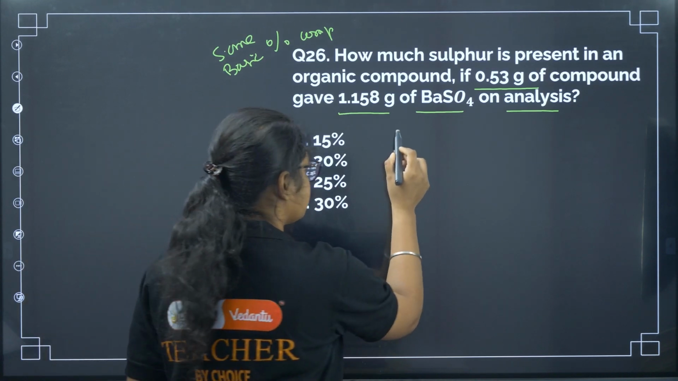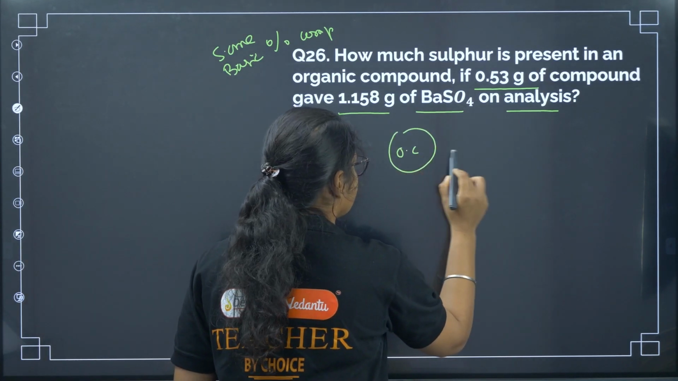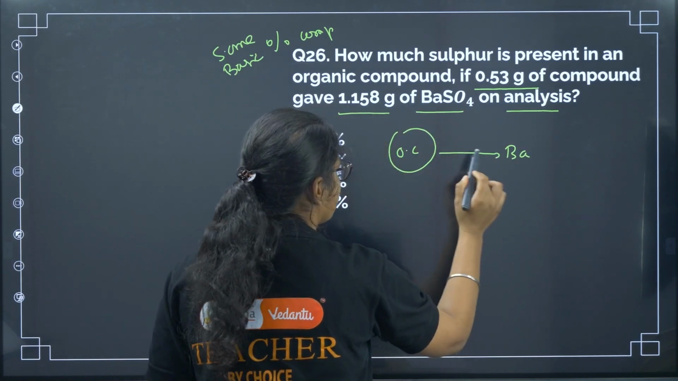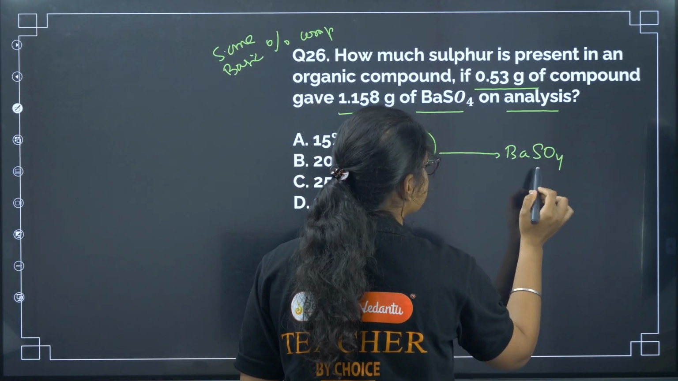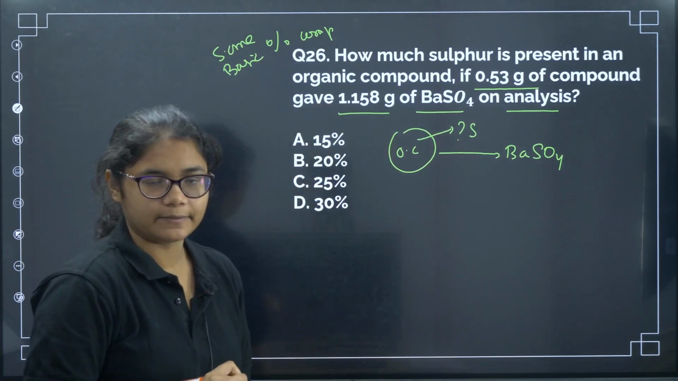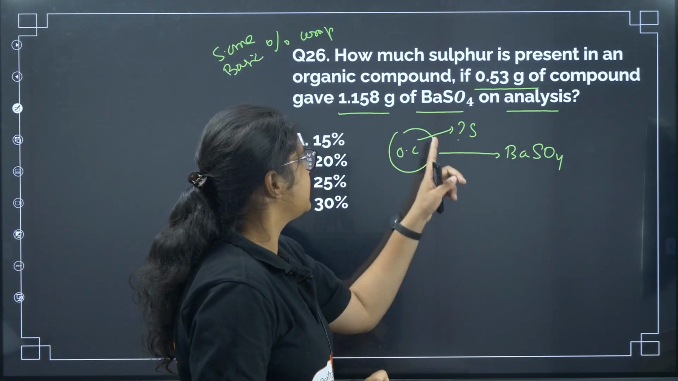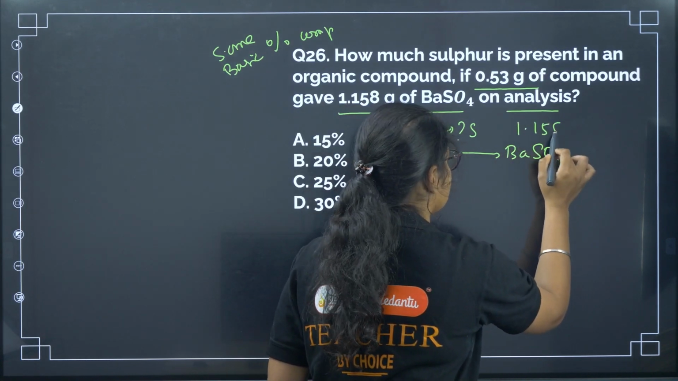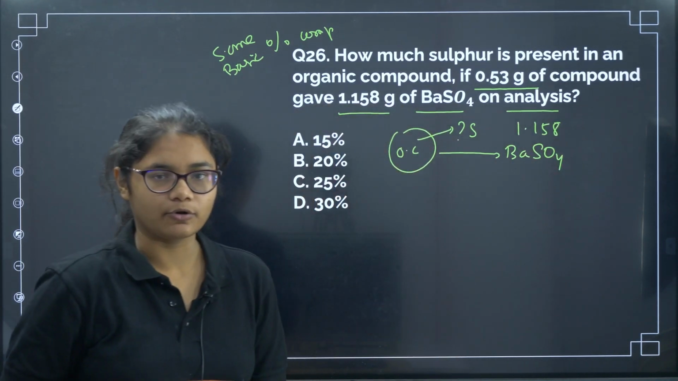Means what happened? First there was an organic compound, okay. From here the barium sulfate was produced. So the question is asking, in this organic compound how much sulfur is present, right? So whatever sulfur is present in 1.158 gram of barium sulfate, that much sulfur must be present in this organic compound also, right?